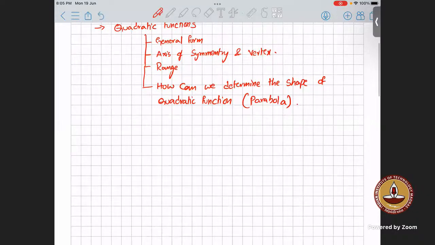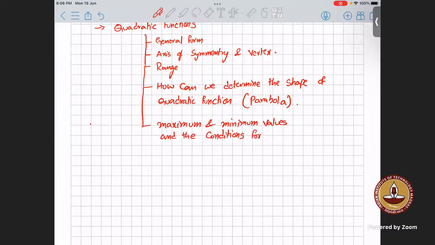And then, second, we will find maximum and minimum values, and the conditions for the existence of maximum and minimum values of a quadratic function.